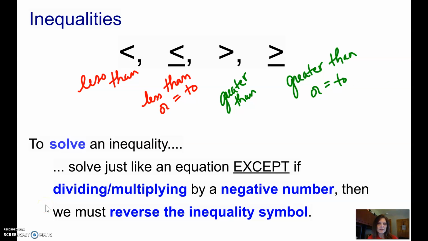Inequalities. I know you've seen these before. Those are those little arrowy things. Some have a line and some don't. Some face left, some face right.